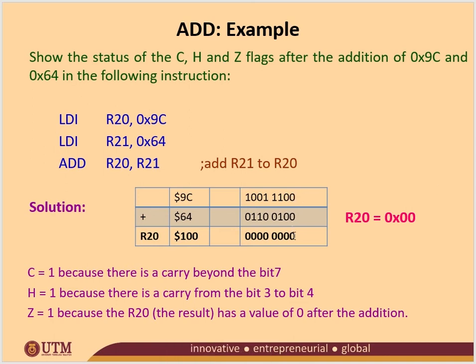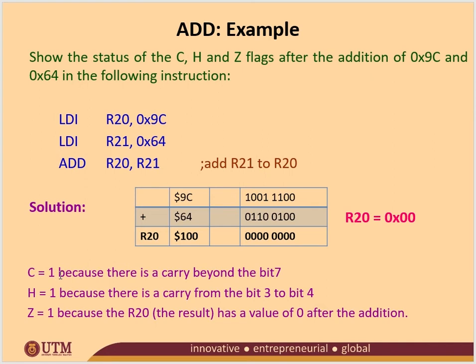So 0 plus 0 you get 0, 0 plus 0 you get 0, 1 plus 1 you get 0, and 1 plus 1 you get 0 with a carry from bit 3 to bit 4. That's why your H equals 1. Next, 1 plus 1 you get 0, with a carry. 1 plus 0 plus 1 you get 0, 1 plus 0 plus 1 you get 0, 1 plus 1 plus 0 you get 0, and now you have a carry beyond bit 7. That's why your C equals 1.